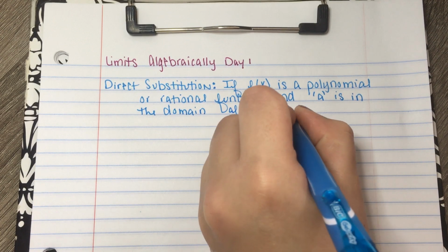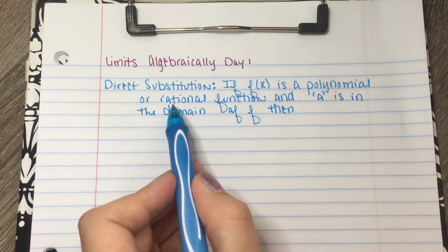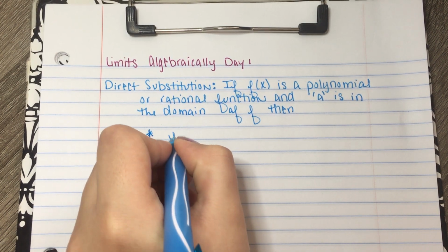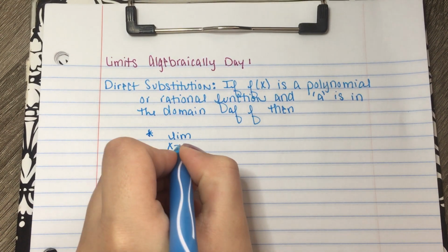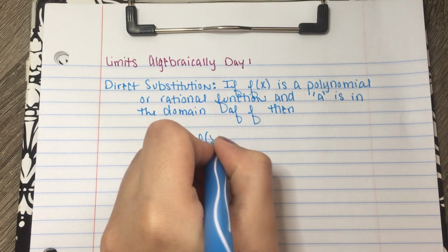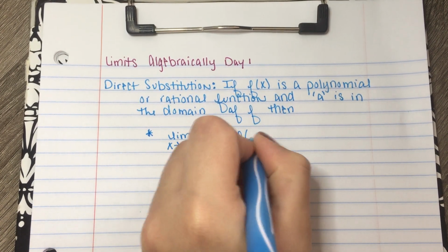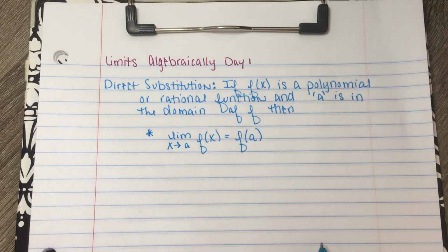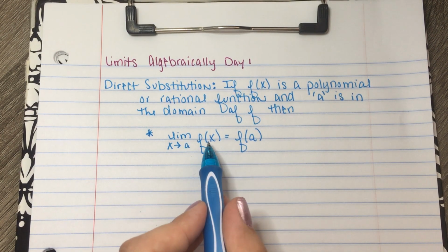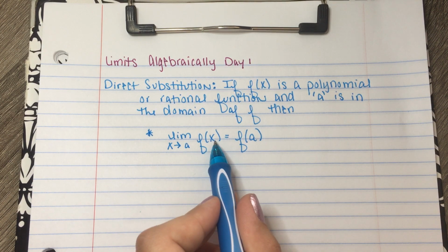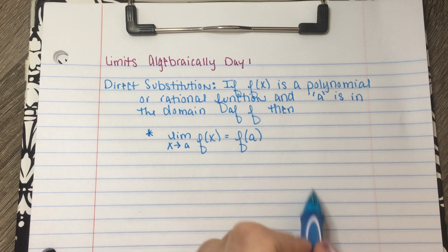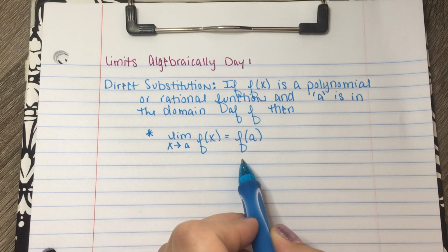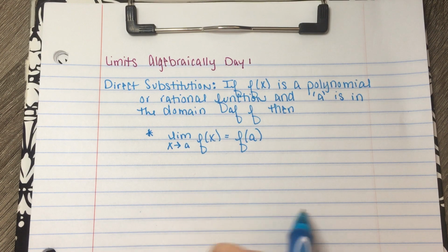If this holds true, so if it's a polynomial or a rational function and a is in that domain, then here's the rule that we're going to follow for direct substitution. Our limit as x approaches a of f of x will be equal to f of a, which means that you just directly plug this number into the function and you get out your number. We saw in our limits numerically and graphically that sometimes this is not true, but every time it wasn't true, it's because you had a piecewise function.